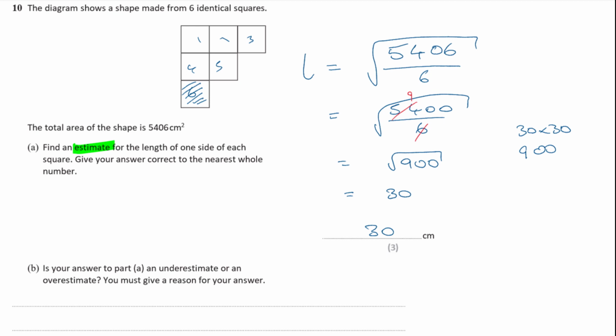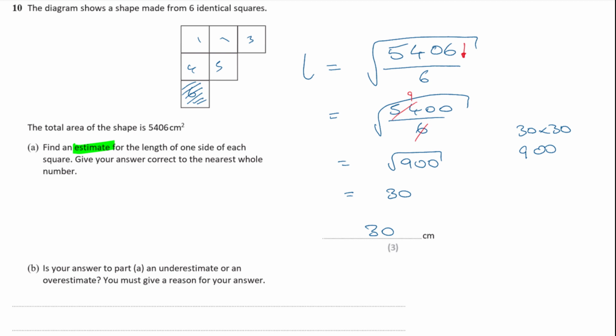Now, part B says, is your answer to part A an underestimate or an overestimate? You must give a reason for your answer. Okay. Well, what did I round? I rounded this one down. So 5,406 became 5,400. All the other numbers I didn't really touch. I just left them as they were. So that was the only one I really rounded, and I rounded it down. So the numbers I used were slightly smaller than the real numbers for the shape. So if it was slightly smaller and I divided it, it's going to stay slightly smaller. If I square root it, it's going to stay slightly smaller. So it's going to be an underestimation.